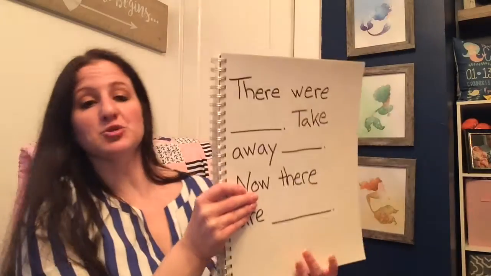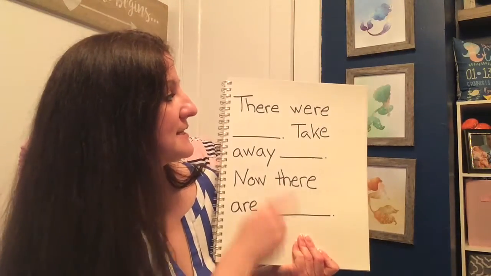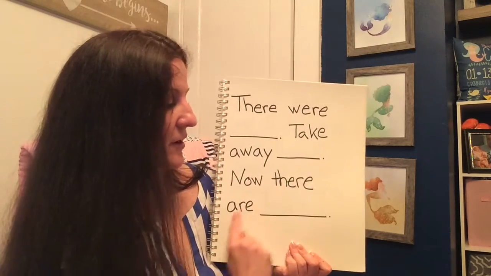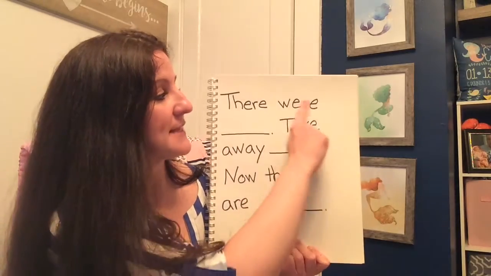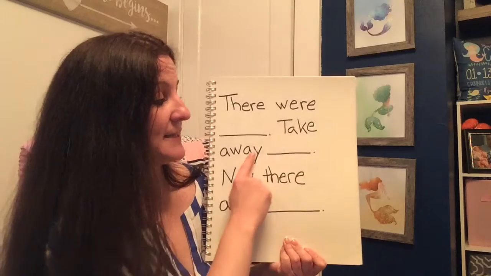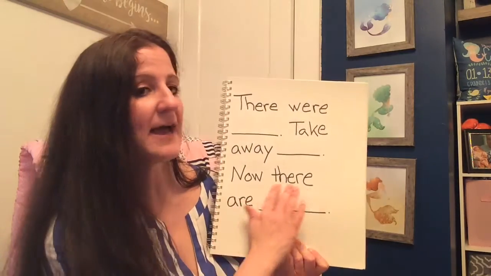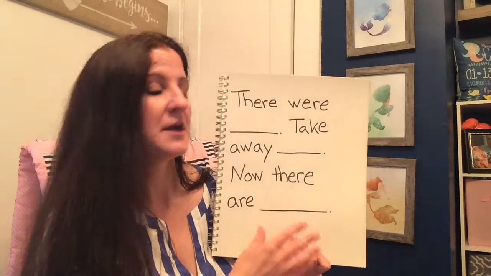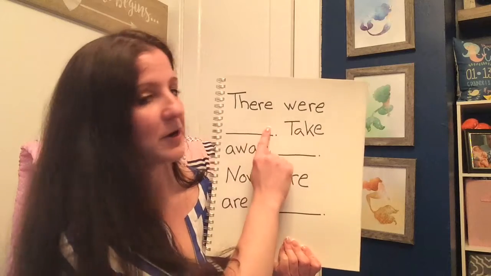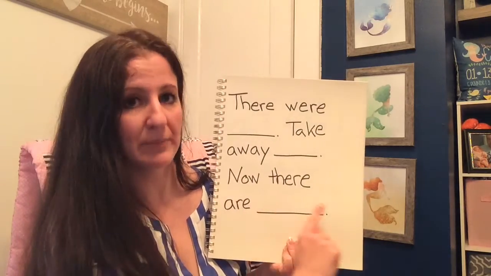I have a sample story problem here for you so that you can practice these at home this week. So this says, there were blank, take away blank, and now there are blank. So that first sentence here is talking about the total number of objects. The second sentence here is talking about how many objects I'm taking away. And then my last sentence is how many are left over. So now if I was using this for the markers I just had, I would say there were 4 markers, take away 1 marker, and now there are 3 markers.